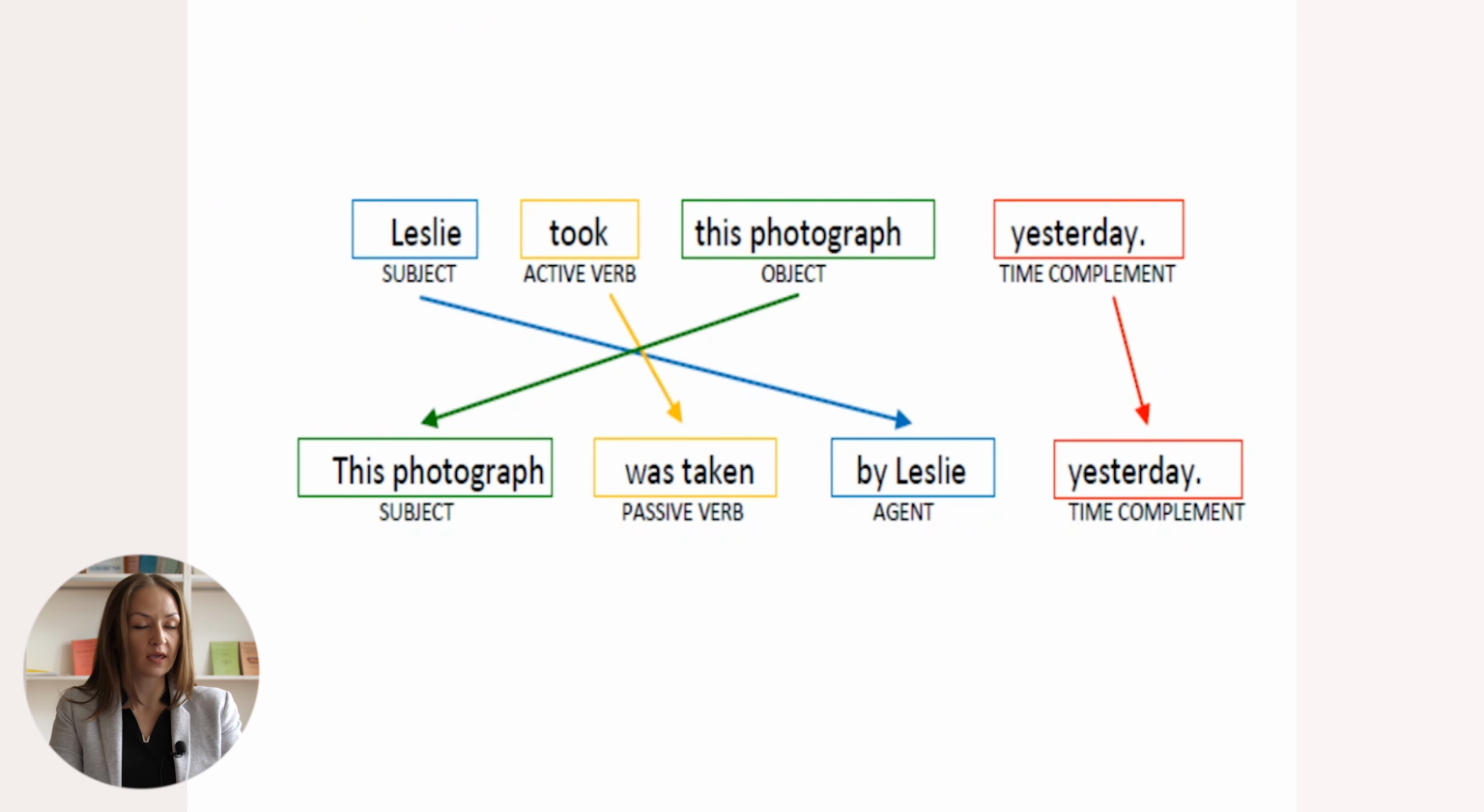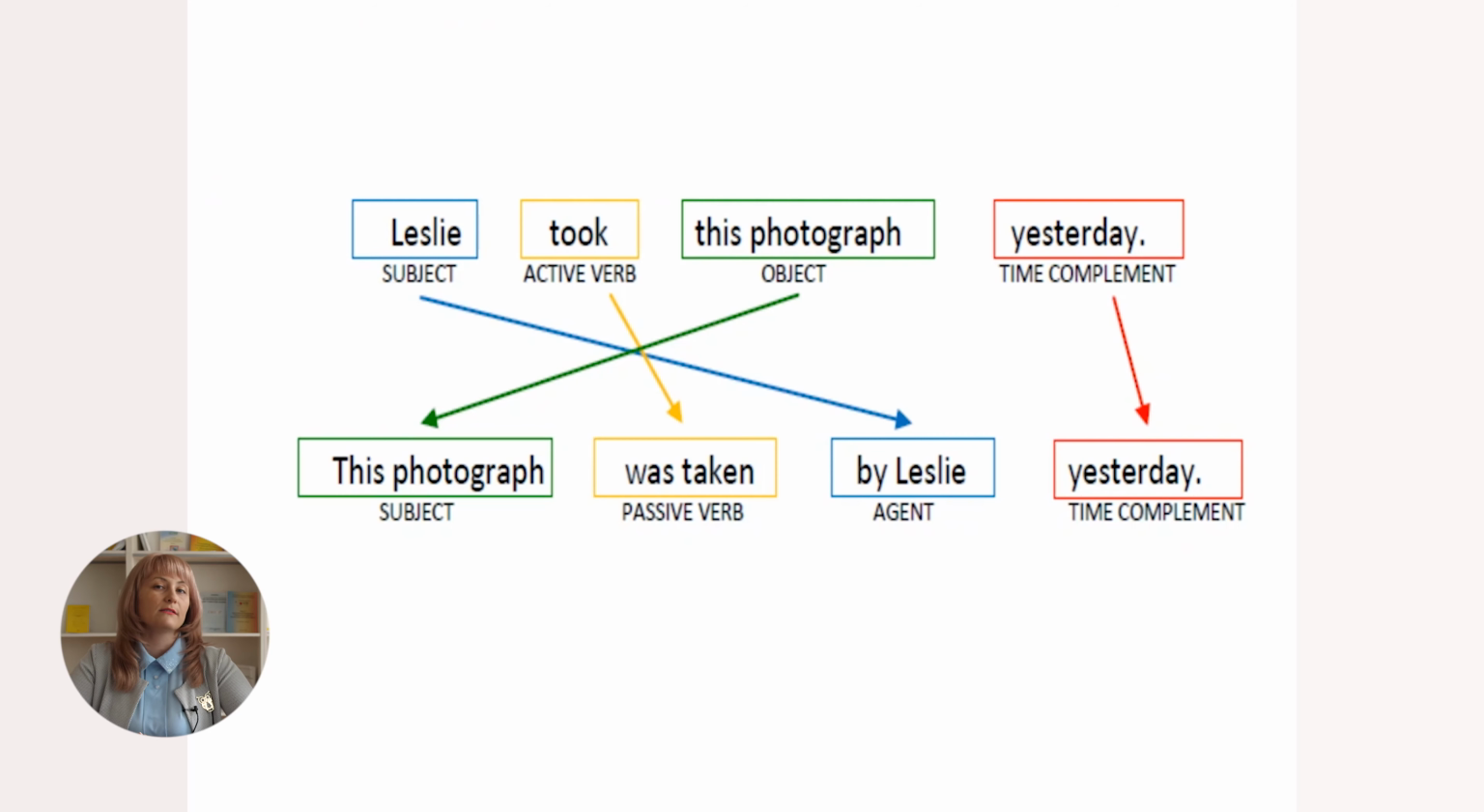Look at the following scheme. Leslie took this photograph yesterday was transformed into this photograph was taken by Leslie yesterday. If you look attentively, you'll see that the subject of the active sentence has become the agent of the passive one. The verb was transformed from its active into its passive form. And this photograph, which was the object of the active voice construction, has become the subject of the passive one. So, now we propose you to study each passive tense separately.